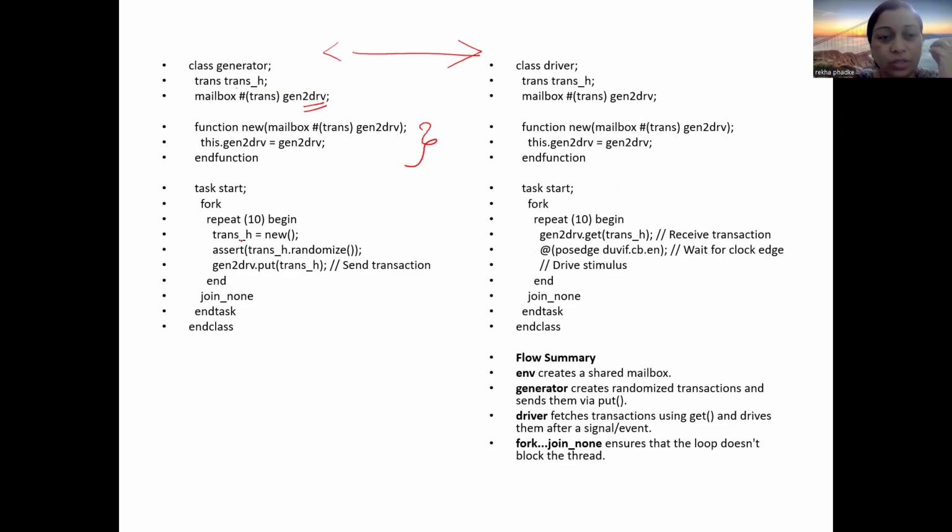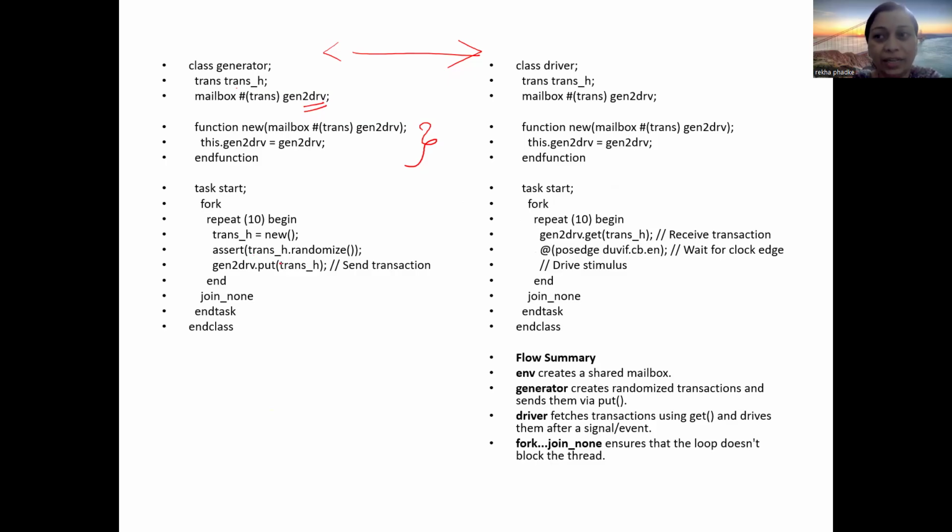10 different objects of type trans are created. So trans_h is equal to new, and I'm asserting assert of trans_h.randomize is done. Whichever variables are of type rand or randc in the class trans, they get randomized, and assert will send a failure message if randomize is not happening successfully. Else the data will have a random value.